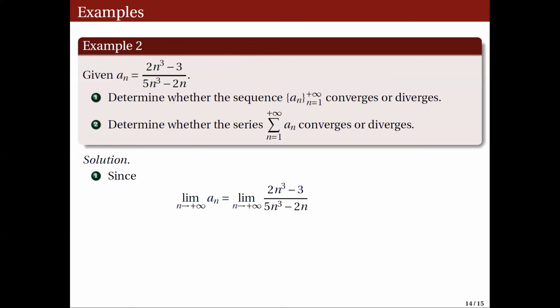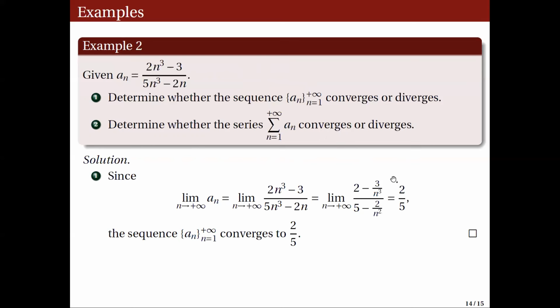So the limit of a_n is equal to the limit of 2n cubed minus 3 all over 5n cubed minus 2n as n grows large, and as you can see, n cubed grows much faster than the other terms involved here. So we have to divide both numerator and denominator by n cubed, which gives us the limit of 2 minus 3 over n cubed all over 5 minus 2 over n squared as n grows large. And as you can see, 3 over n cubed and 2 over n squared will go to 0 as n goes to infinity. So therefore, the limit of a_n as n goes to infinity is 2/5. So in this case, we conclude that the sequence a_n from 1 to infinity converges to 2/5.